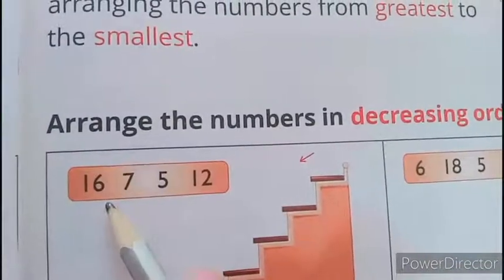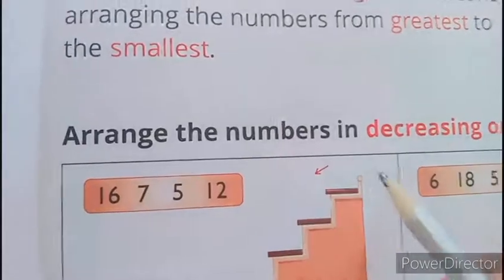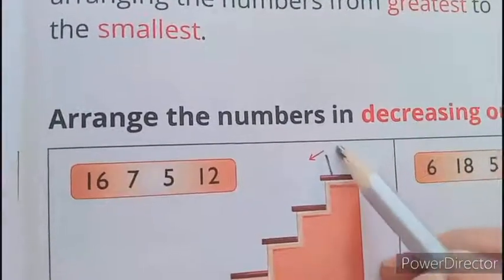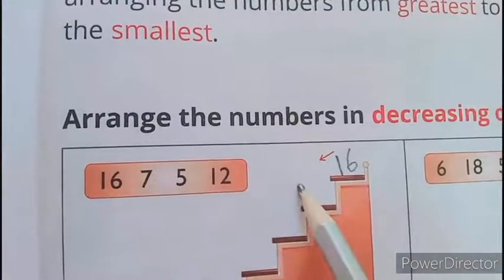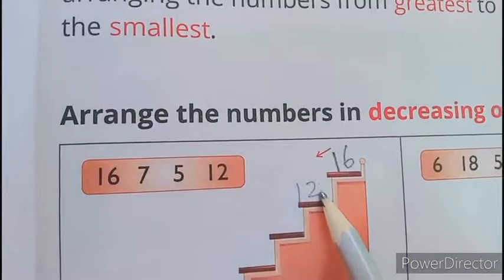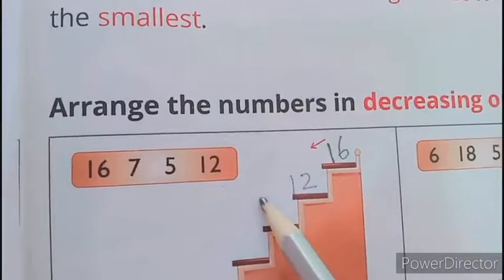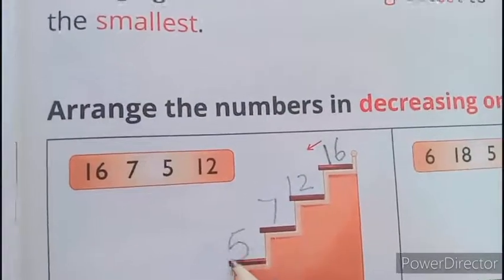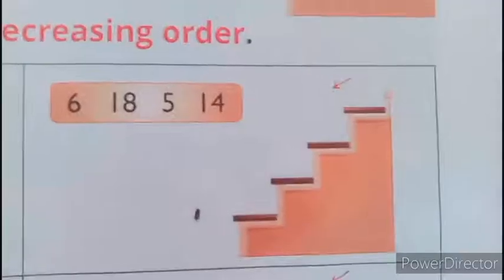Okay, at the very first we have to write the greatest number. Among these, 16 is the greatest number. Then 12. Then come on, tell me which number is going to come. Yes, 7. After that 5. This is descending order. Okay, dear kids?